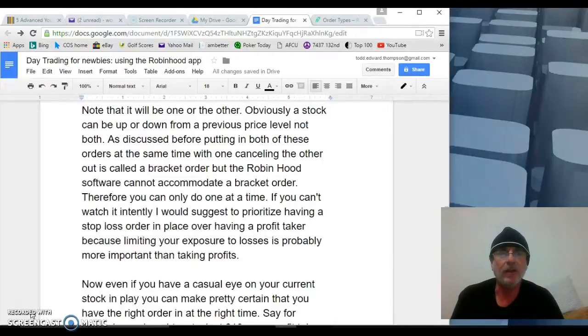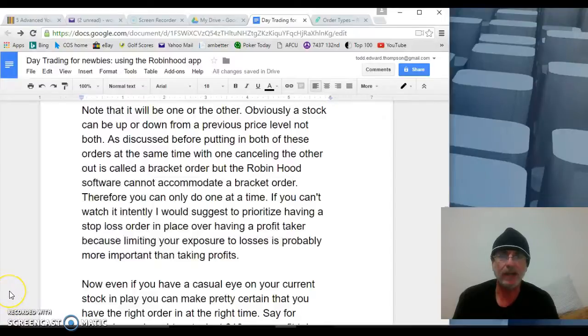So you're either going to take profits or stop losses. Note that it will be one or the other. Obviously, a stock can be up or down from the previous price level, but not both at the same time. That should be pretty obvious. As discussed before, putting in both of these orders at the same time with one canceling the other would be great, but it's called a bracket order, and Robinhood software cannot accommodate a bracket order yet. Therefore, you can only do one at a time.